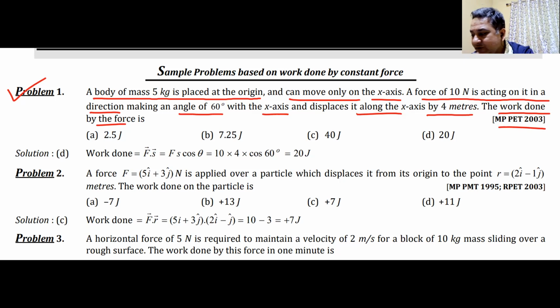What is the work done by this force? Force is 10 Newton. Mass of the block, I don't think it is required. Force is 10 Newton. Angle is 60 degrees. It displaces it around 4 meters. It should get displaced in the same direction because it is not moving. Force is only moving it. That means the displacement is 4 meters. Angle is 60 degrees. How will you solve this? I hope you can do this. Yes or no?